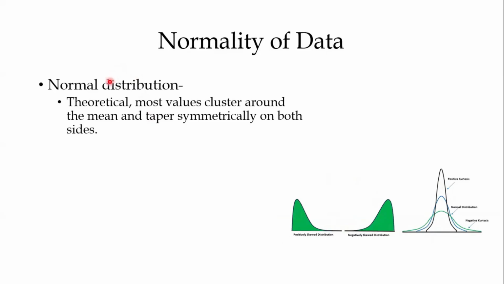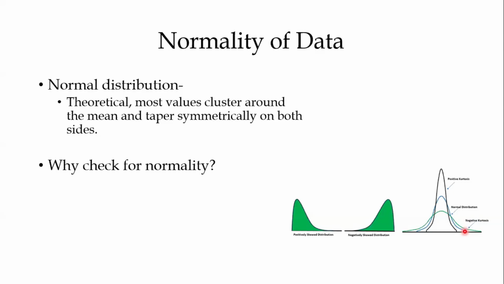So in theory, normal distribution is described as a situation where the majority of the values cluster around the midline, around the mean, and the tapering on either side of the mean is symmetrical, right? So you end up with this blue curve that you're seeing here. But why then should we be concerned about normality of data?